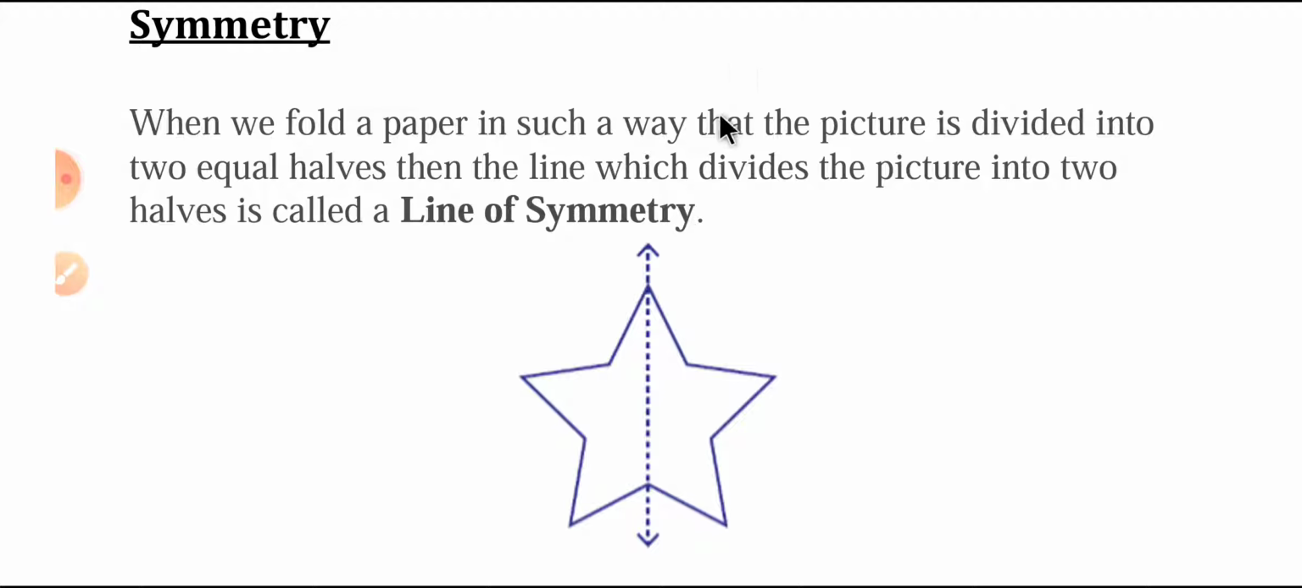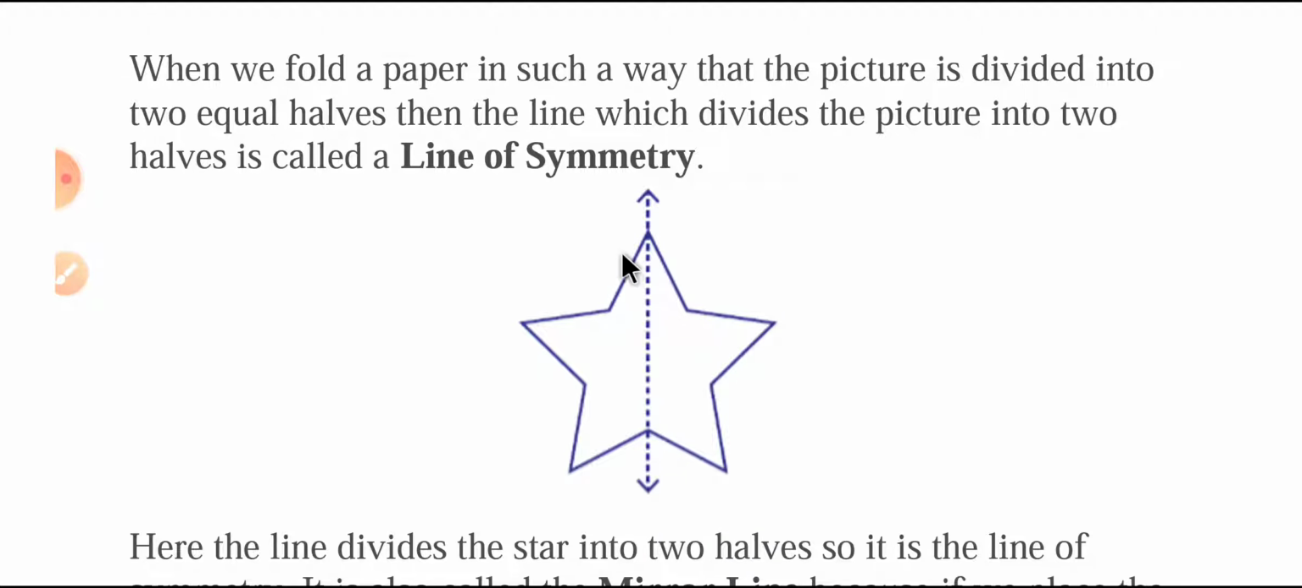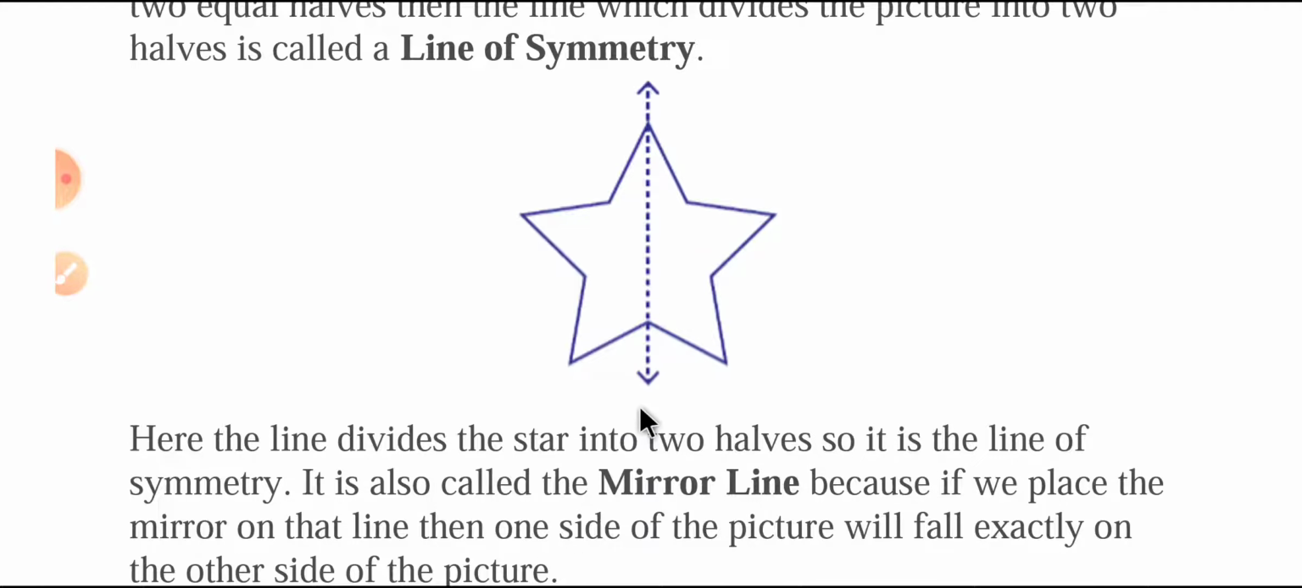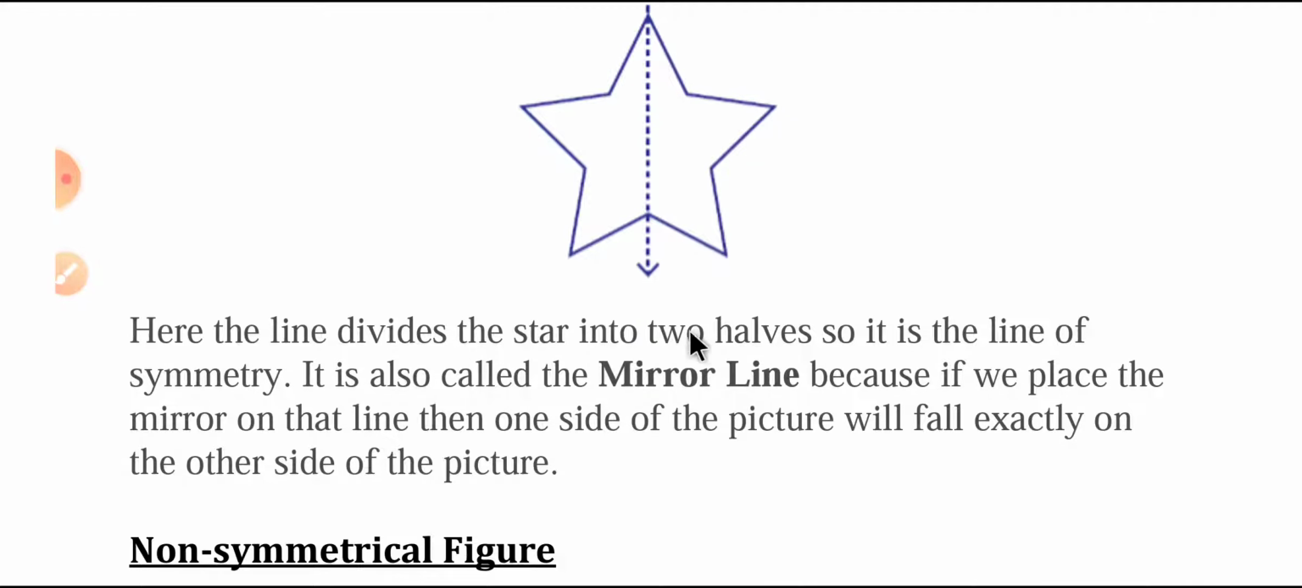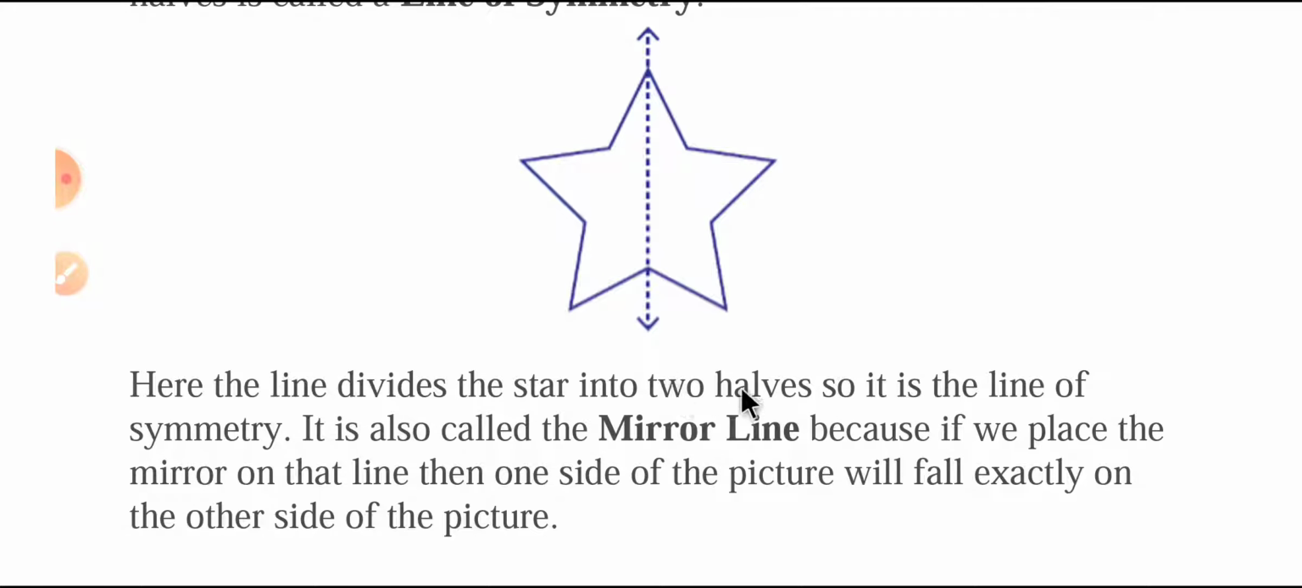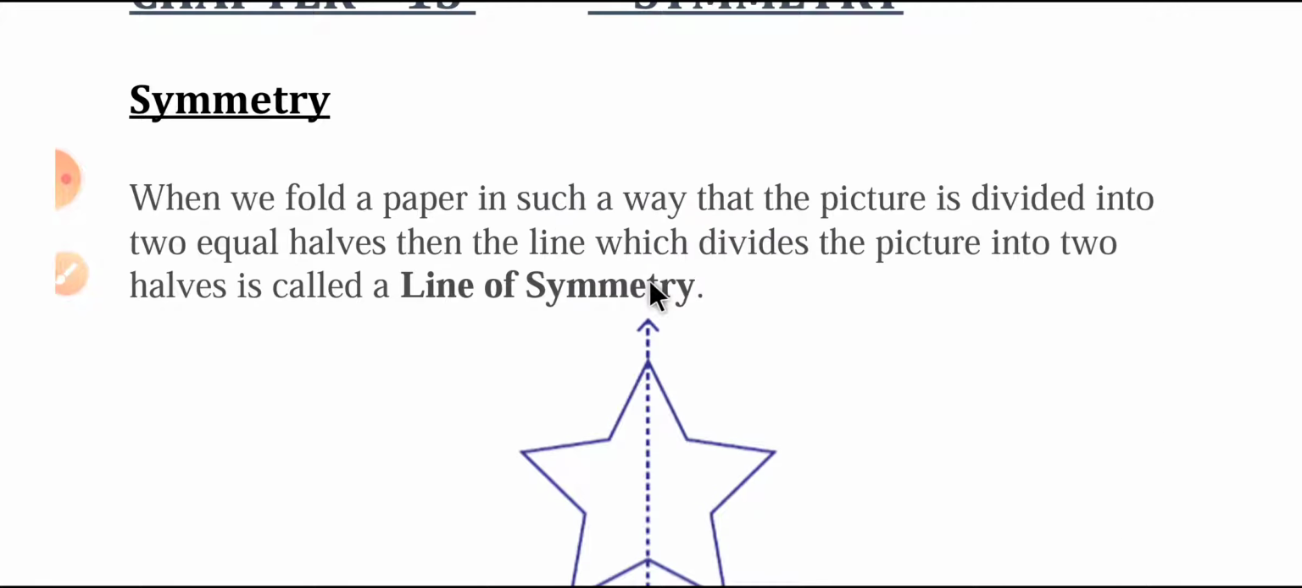So if we divide this picture into two equal halves, you can see it is divided into equal parts. So this line is known as the line of symmetry. Here the line divides the star into two halves, so it is a line of symmetry, and it is also called a mirror line, because if we place a mirror on the line, one side of the picture will fall exactly on the other side of the picture. You can see by ourselves also, if we see ourselves in the mirror, the same image will be obtained. So this line is also known as a mirror line or line of symmetry.